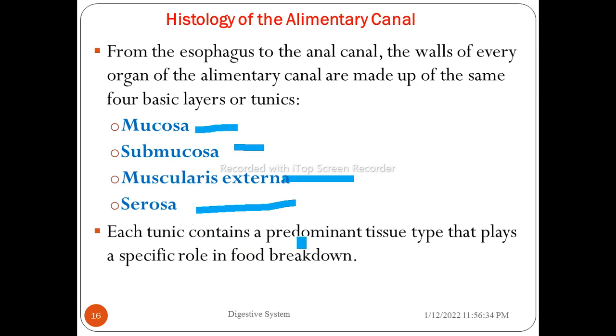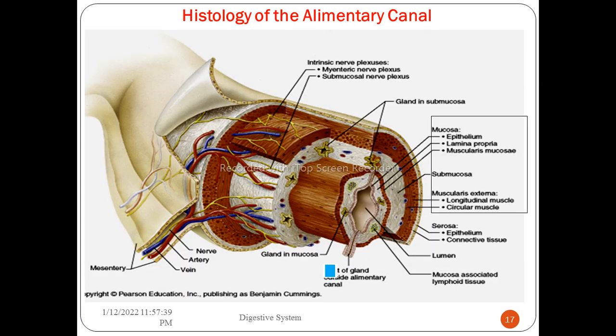Each tunic contains a predominant tissue type that plays a specific role in food breakdown. Here we can see the lumen of the alimentary system or intestine. In this way we can see the four layers of the alimentary canal. The first, this is known as the lumen. The tube is known as the lumen.